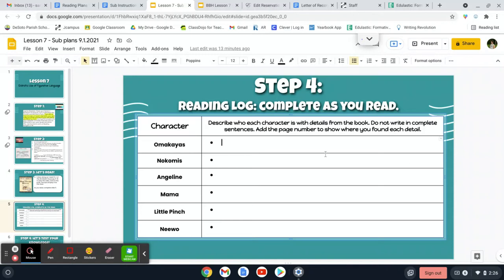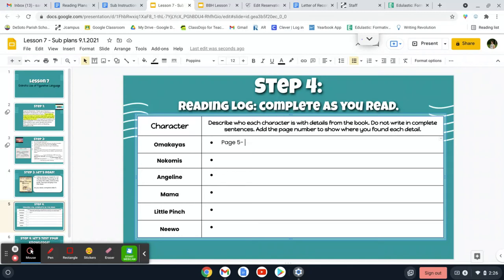Okay, I'm going to pause there and I'm going to model this one so you can type with me on slide 5. What I learned was about the person Omachias, and it told us her nickname, which was what? Little Frog. So I'm going to put my page number. This is all from page 5, and I'm going to put a dash. And I'm going to take notes on everything that I learned about Omachias on this page that's important.